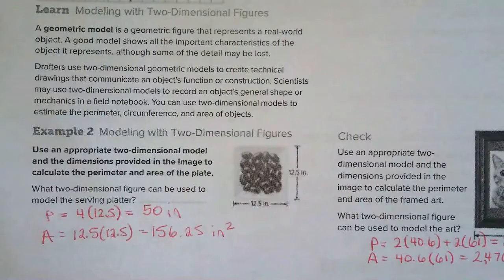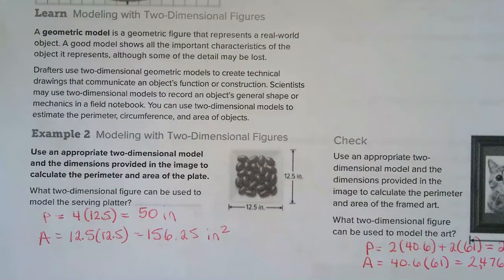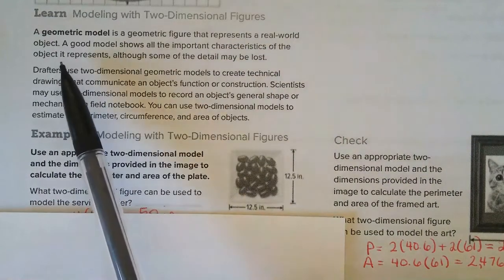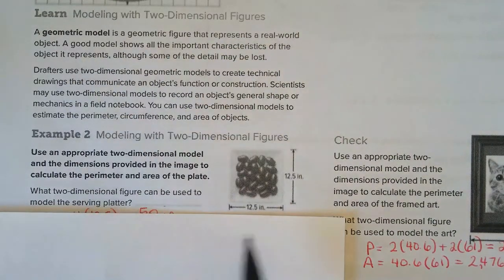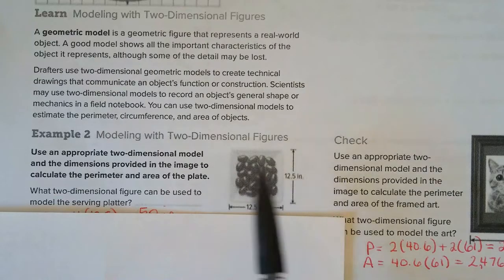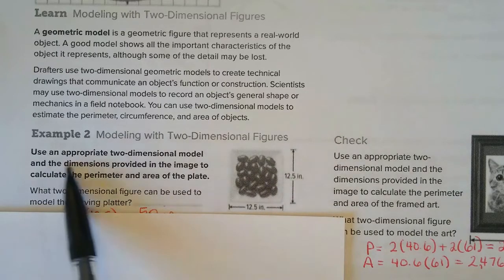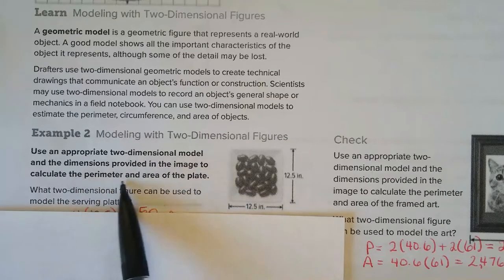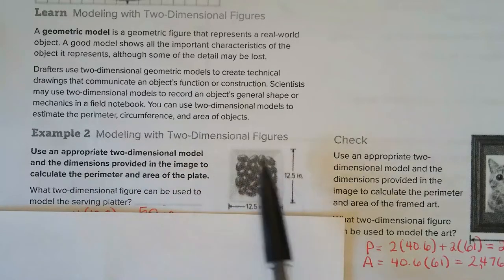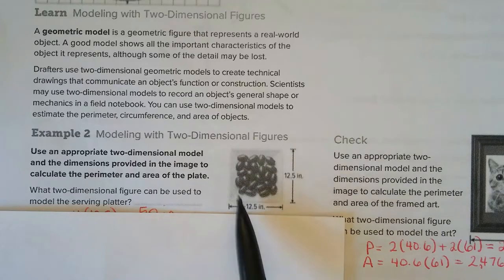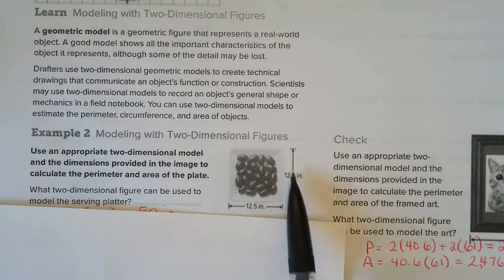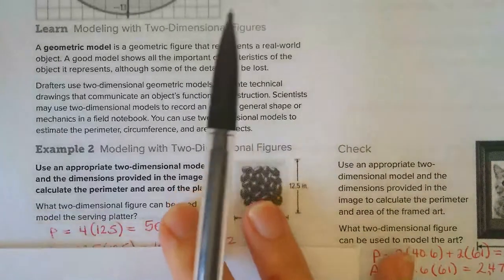In this section, it talks about modeling with two-dimensional figures. So a geometric model is a geometric figure that represents a real-world object. So down here, you'll notice that you're going to have a plate of food and realizing what actual shape is that plate. So it says use an appropriate two-dimensional model and the dimensions provided in the image to calculate the perimeter and area. So just like I was saying, this is an example of a square, right? A plate of beans. So if I just have a square and I want to find the perimeter, I just add up the sides to find the perimeter. And that's what I was doing here.